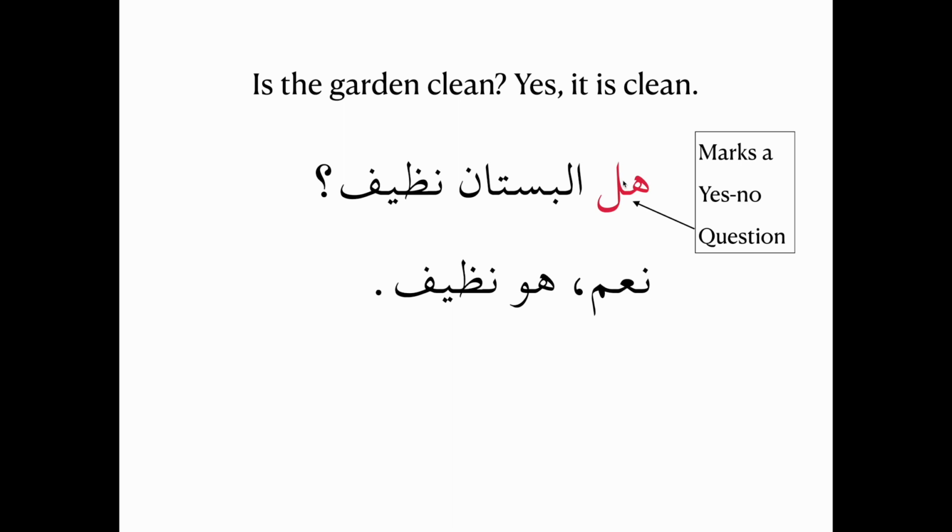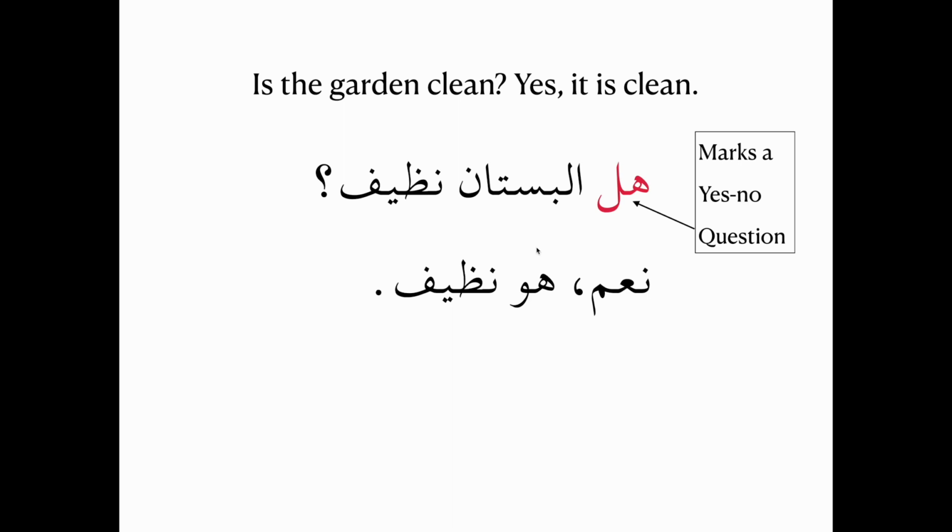Hal marks a yes or no question, or a closed question. Remember that? Also, alif can be put at the beginning of words, but you don't really need to do that when it comes right after a definite noun with al on it. So it's just hal. We keep hal. Hal al-bustan nadif? And you raise your tone of voice to ask a question. Then you answer, naam, huwa nazif. And what is this huwa referring to?